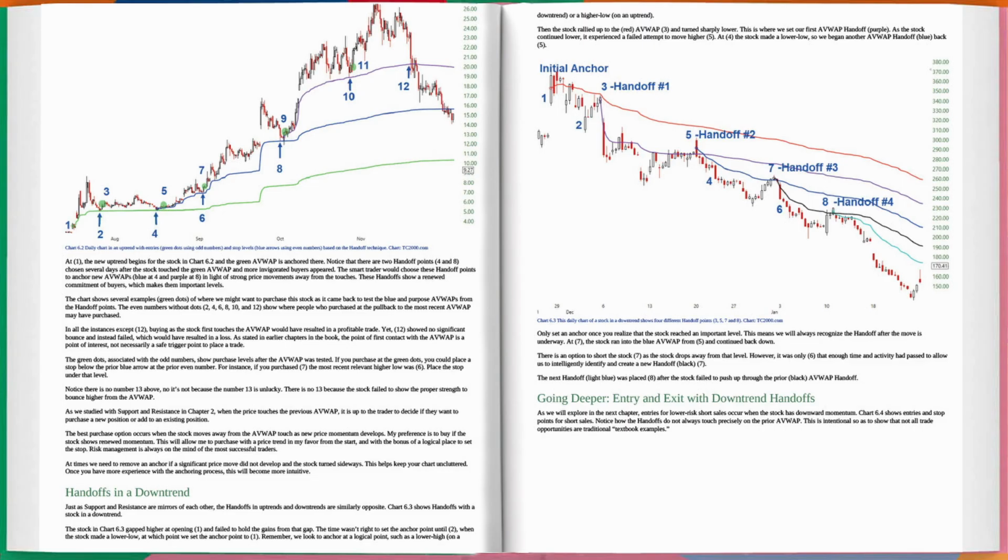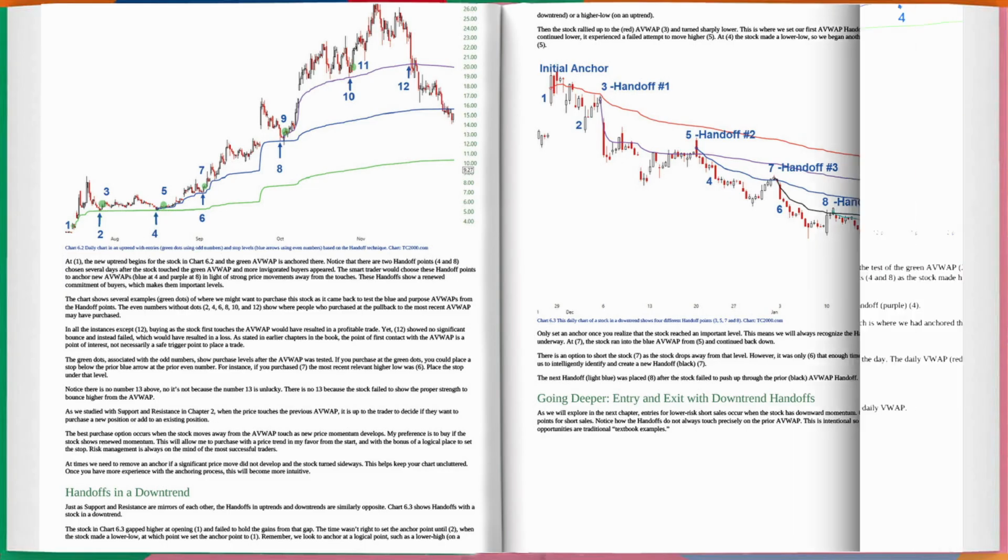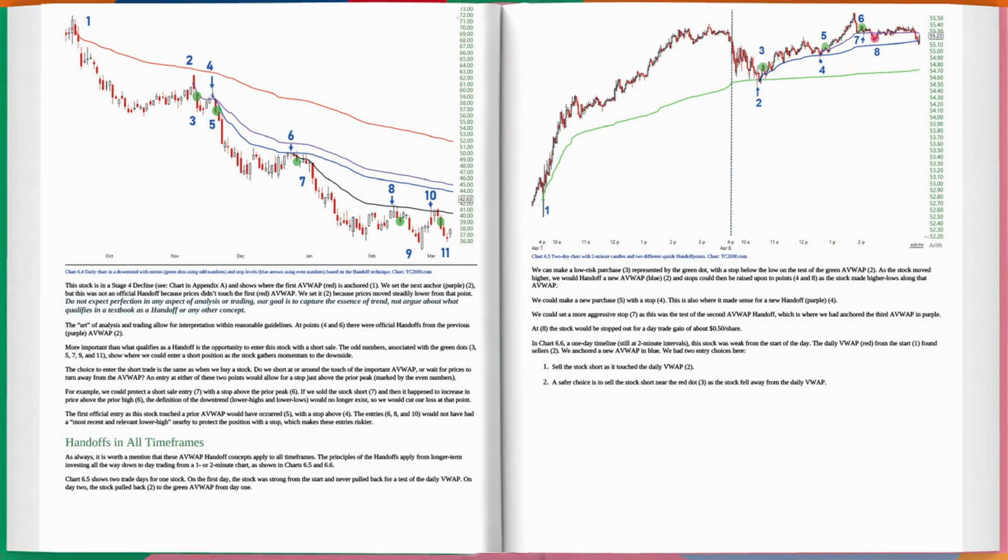Notice how the handoffs do not always touch precisely on the prior AVWAP. This is intentional so as to show that not all trade opportunities are traditional textbook examples. This stock is in a stage 4 decline, chart in Appendix A, and shows where the first AVWAP, red, is anchored, 1. We set the next anchor, purple, 2, but this was not an official handoff because prices didn't touch the first red AVWAP.